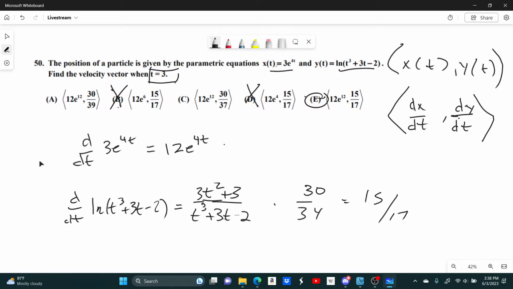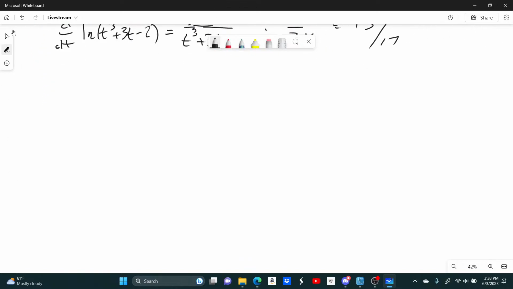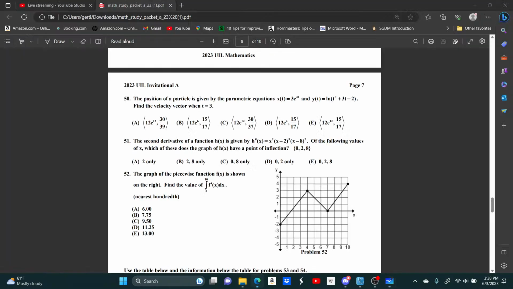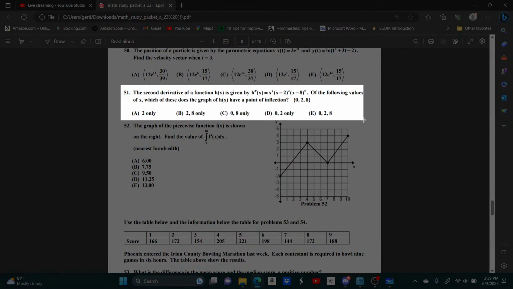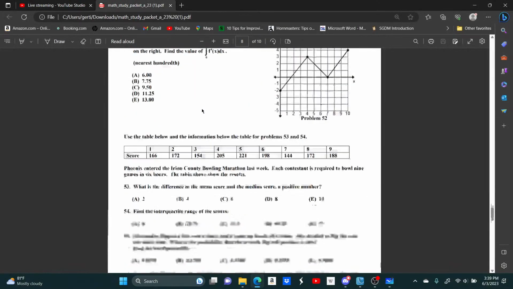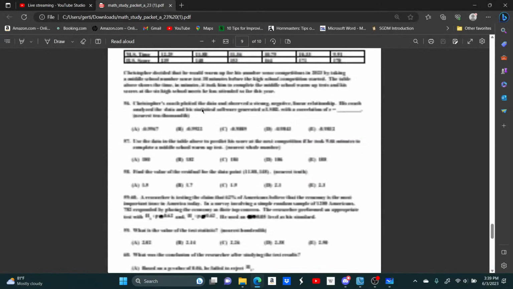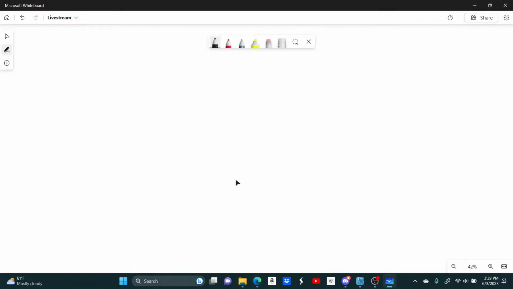Nice. Yeah, that's pretty straightforward. I mean, if you have x of t and you have y of t, just take the derivative of both of those, and that'll give you your velocity vector. Nice. Okay, what does 51 look like? Ooh, I have to refresh. Yeah, 51 is B. That's what I thought.